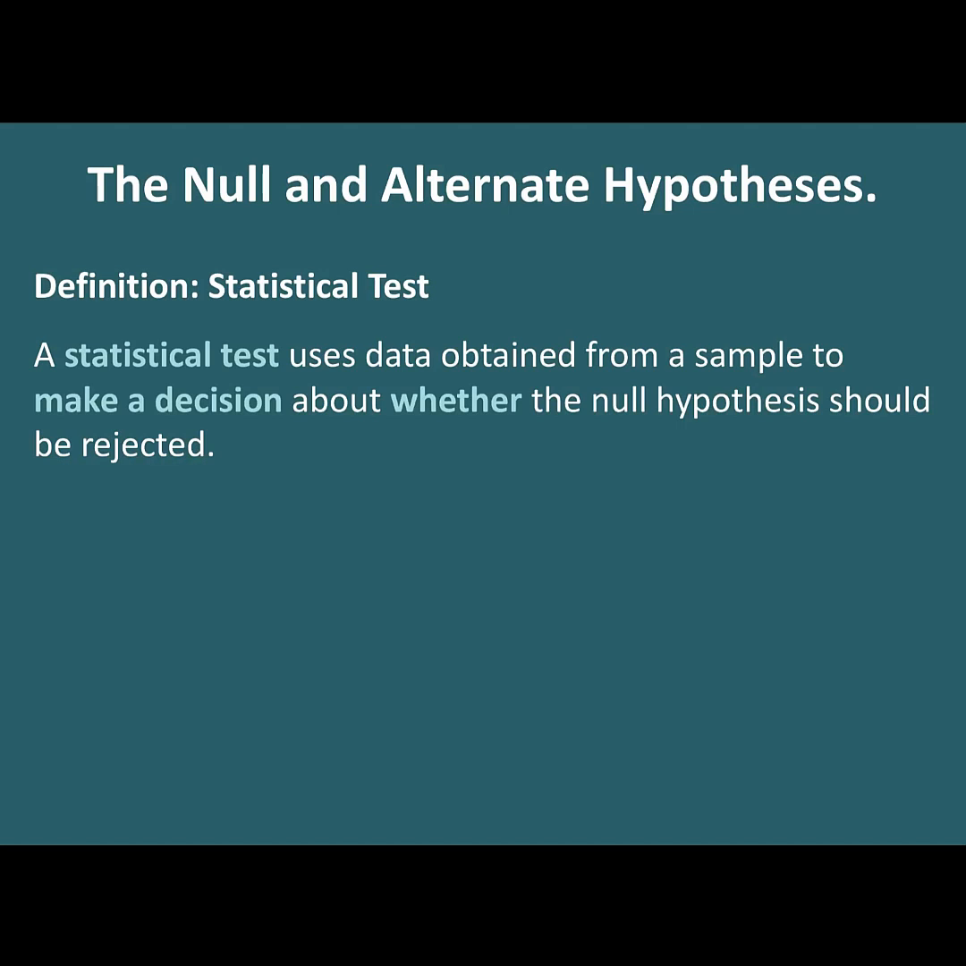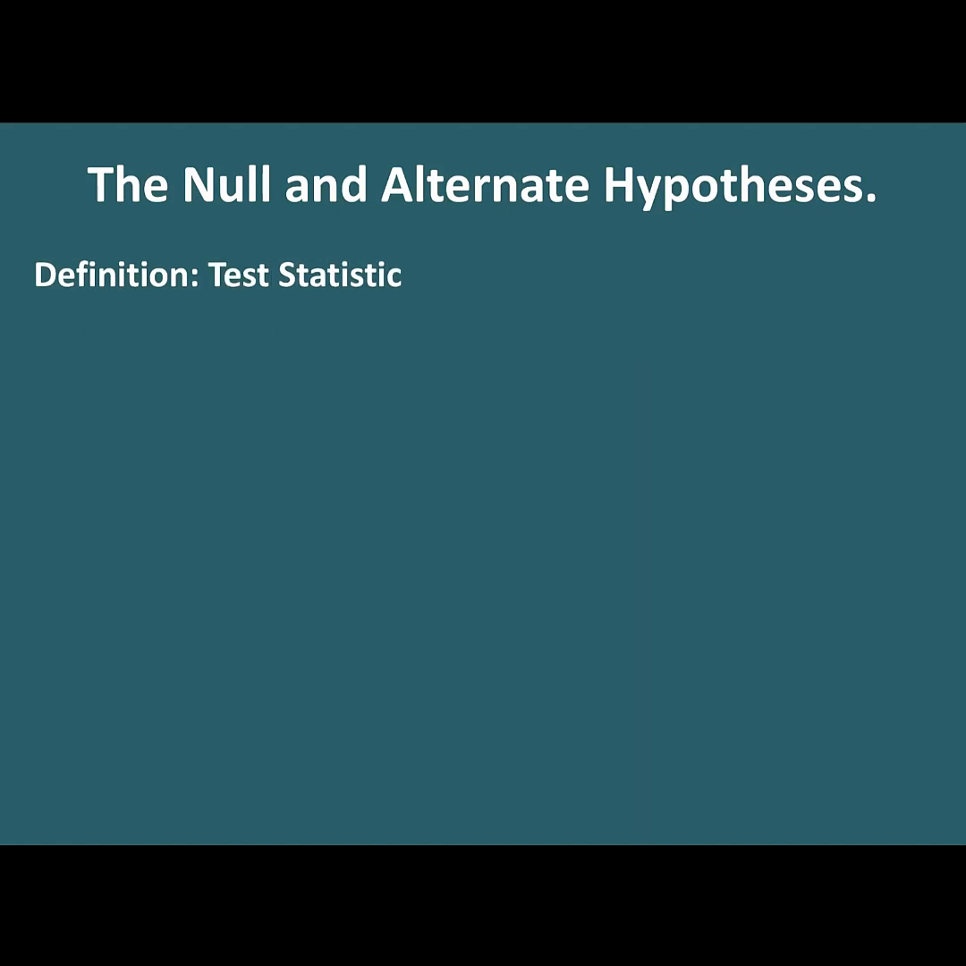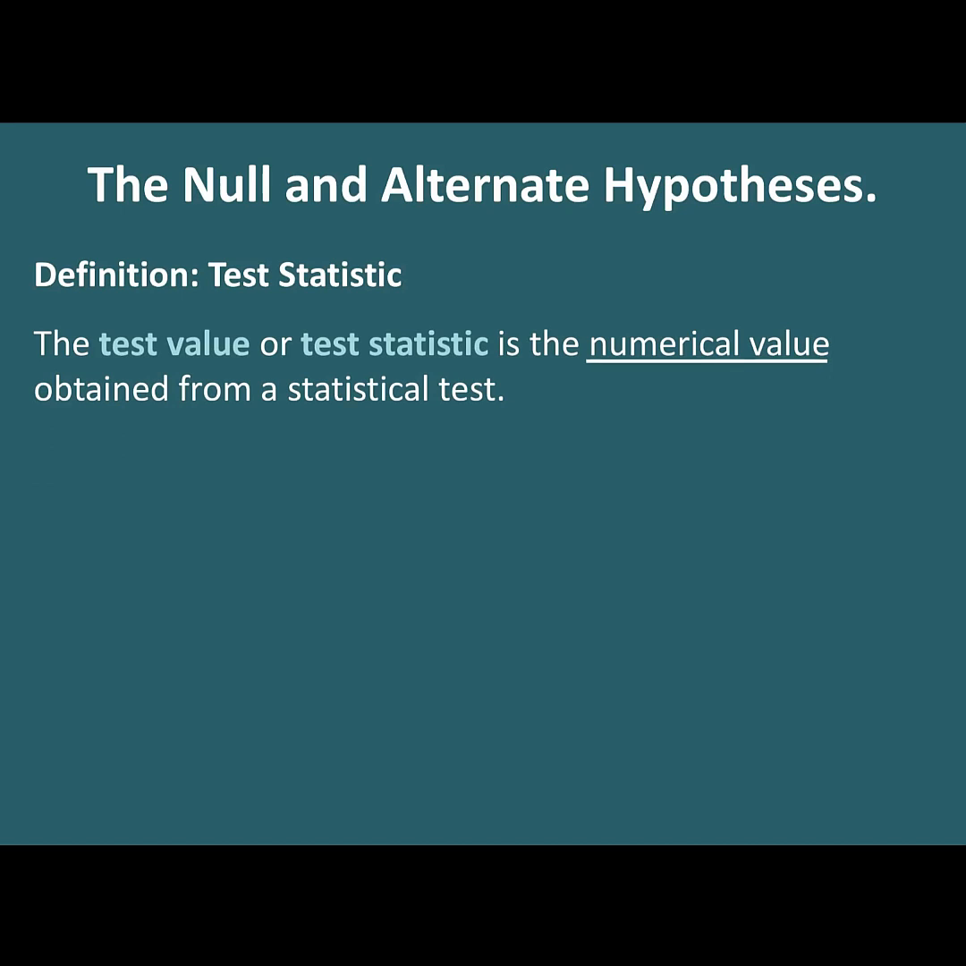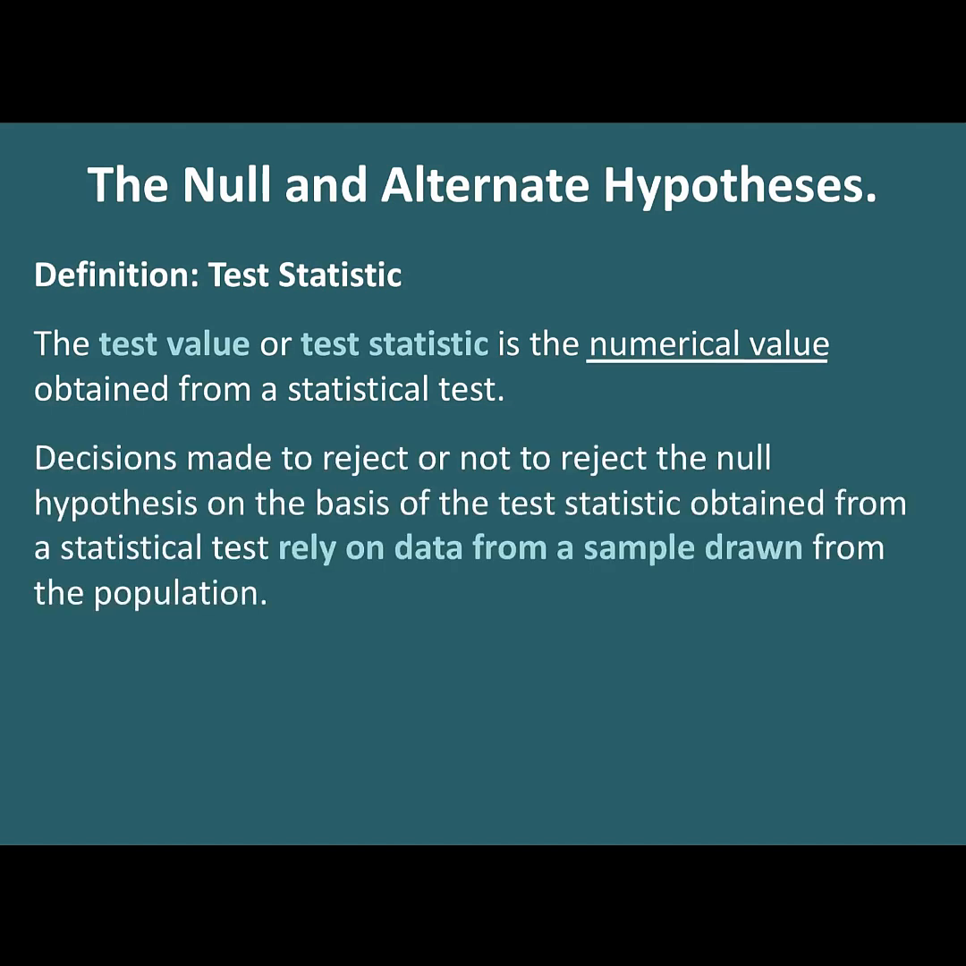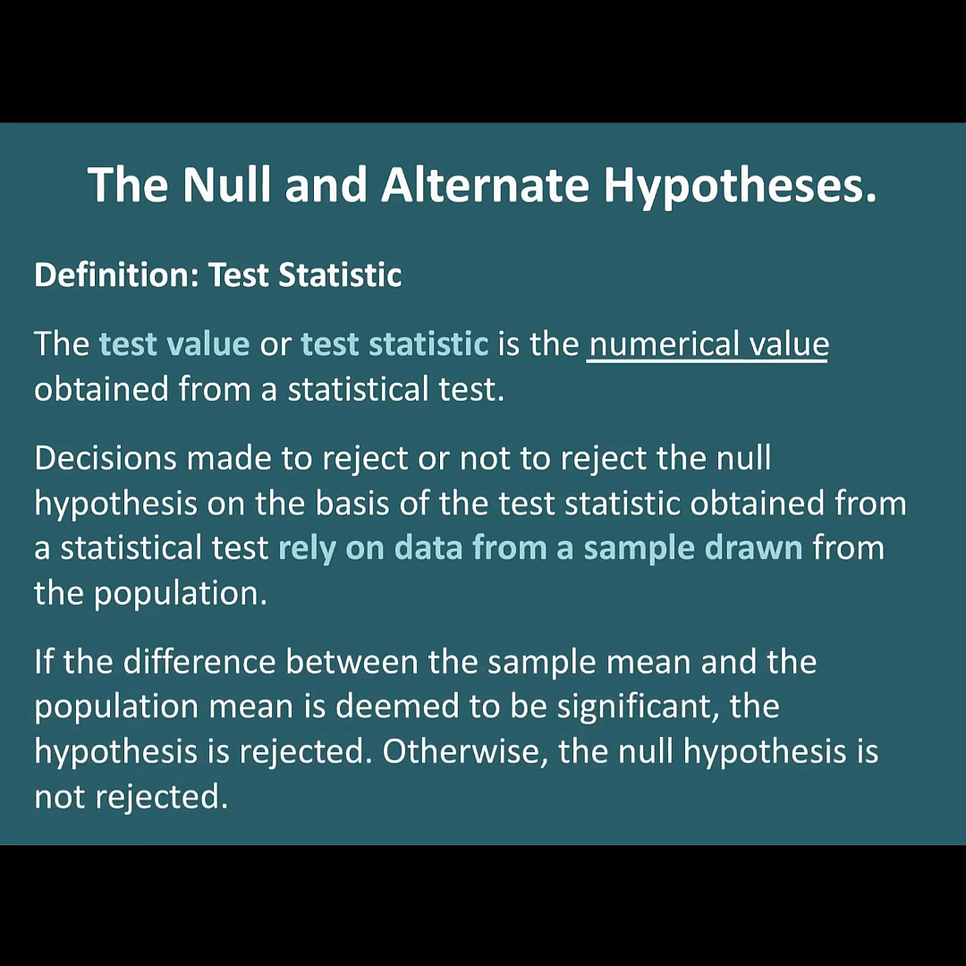Here's another definition. A statistical test uses data obtained from a sample to make a decision about whether the null hypothesis should be rejected. Another definition is called the test statistic. The test value, or test statistic, is the numerical value obtained from a statistical test. Decisions made to reject or not to reject the null hypothesis on the basis of the test statistic obtained from a statistical test rely on data from a sample drawn from the population. If the difference between the sample mean and the population mean is deemed to be significant, the hypothesis is rejected. Otherwise, the null hypothesis is not rejected.